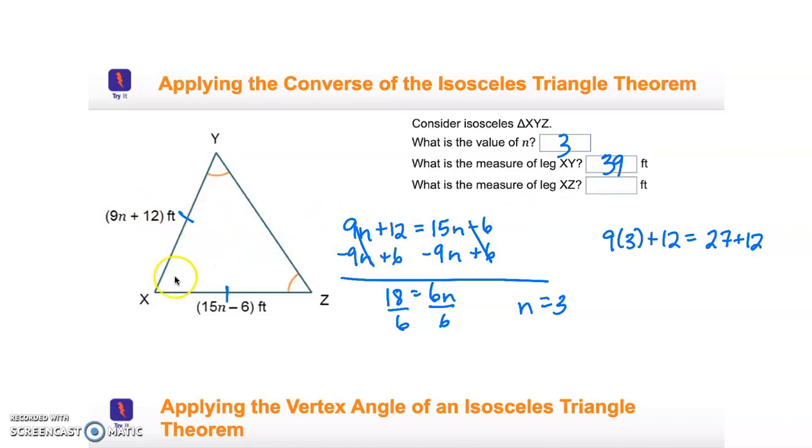Now we want to find the measure of XZ. Well, we know that those are congruent, so we could substitute in 3 here, but we already know that these are congruent, so we can say that is 39 feet as well. And we could check. 15 times 3 is 45. 45 minus 6 is indeed 39.